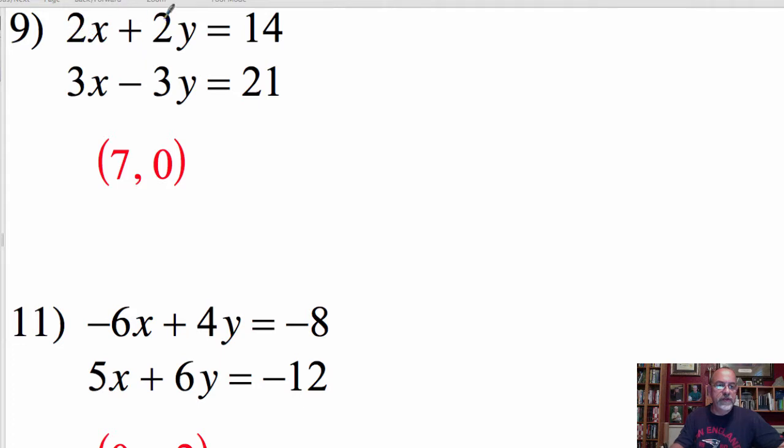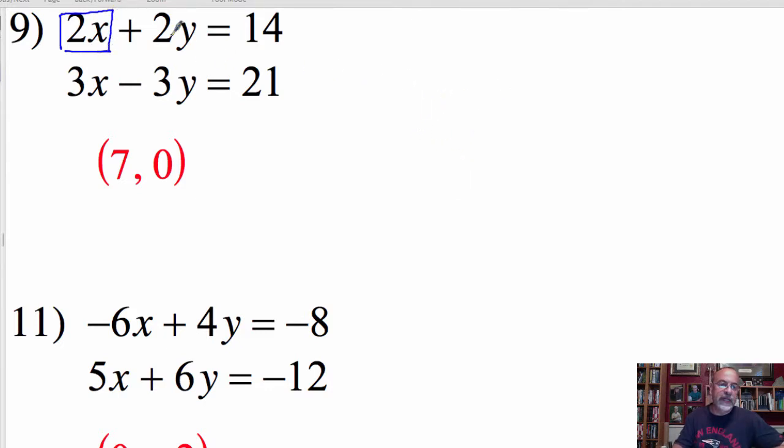We look for a coefficient of 1. None of these have a coefficient of 1. So I'm looking for a variable whose coefficient divides evenly into every other term. As I look at 2x, 2 divides evenly into this 2, and 2 divides evenly into 14, so I'm going to go ahead and solve for this x right here.